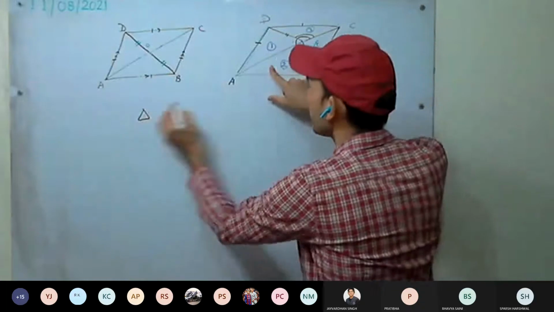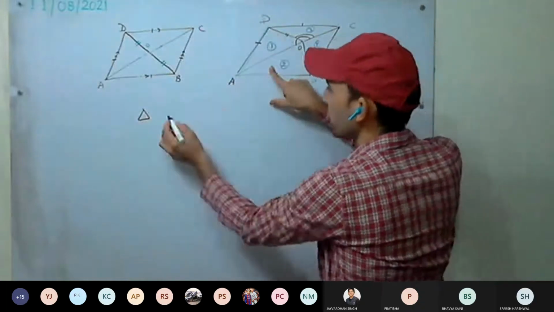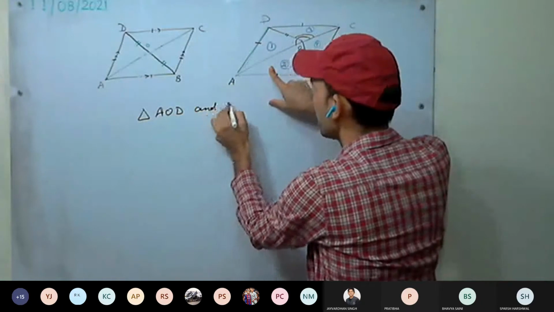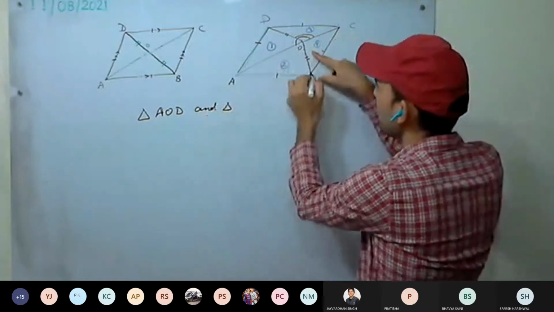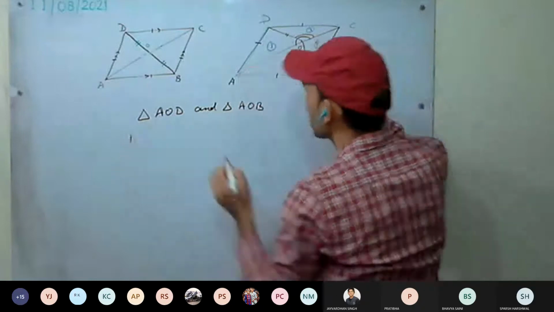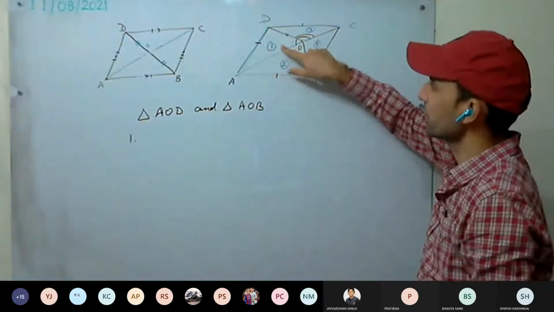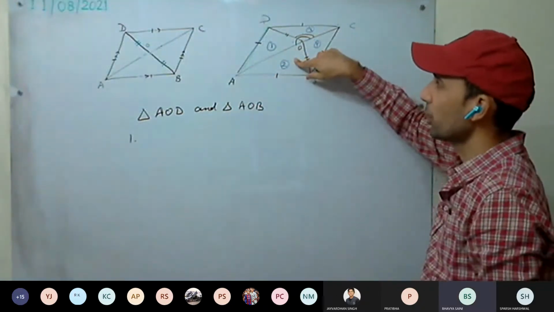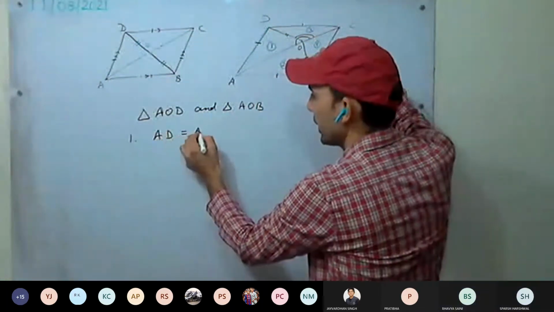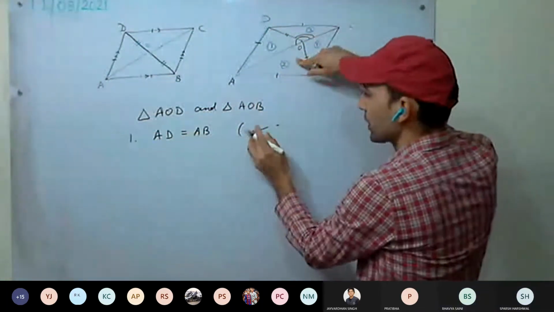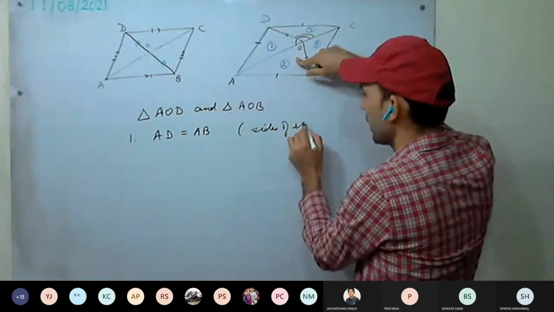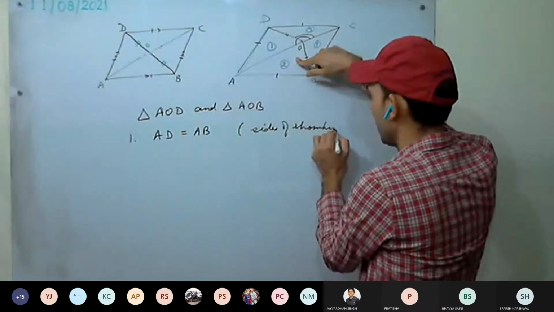So triangle AOD and triangle AOB. Tell me what will be the first in these two triangles? AD equals AB, since it's a rhombus. Sides of rhombus are equal.